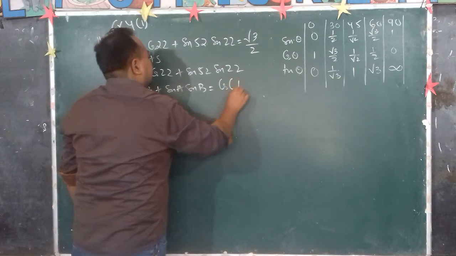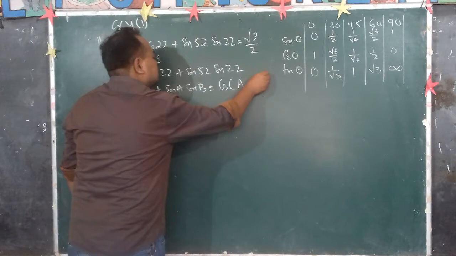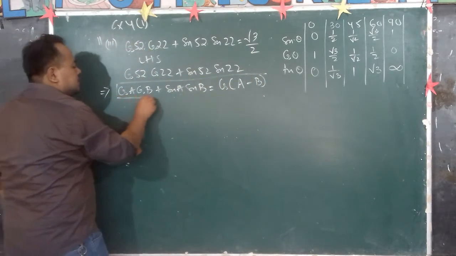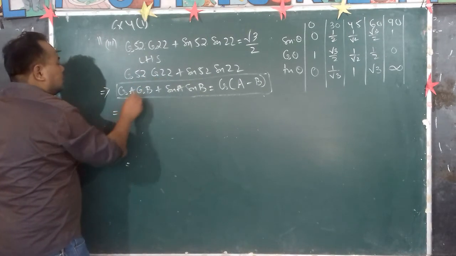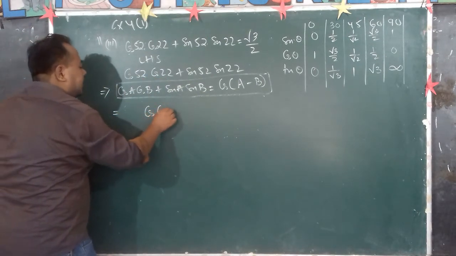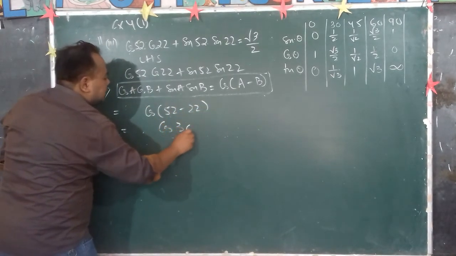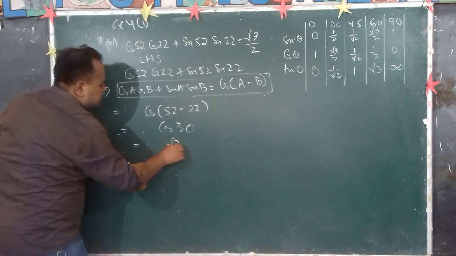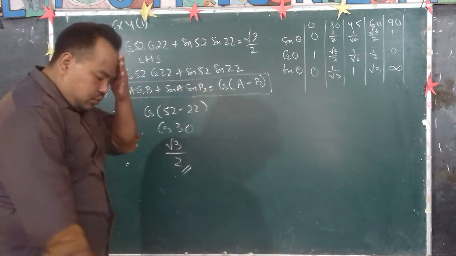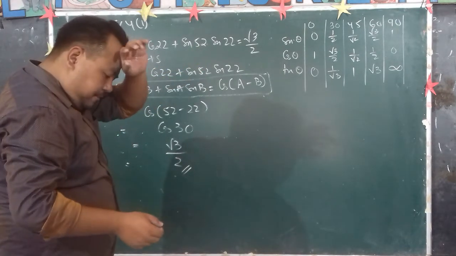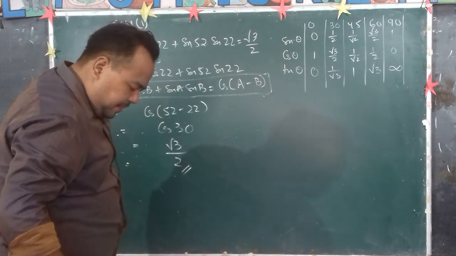So it's going to be cos A. Since for cos the sign changes, so plus becomes minus. So I'm going to use this formula. Is that clear? So which one is your A? A is 52, B is 22. So the formula for this is going to be cos A, that is 52 minus B. What is that equal to? Cos 30. And what is the value of cos 30? It is root 3 by 2. Isn't that what you're supposed to prove? So LHS equal to RHS. This is question number 11 subdivision 3.